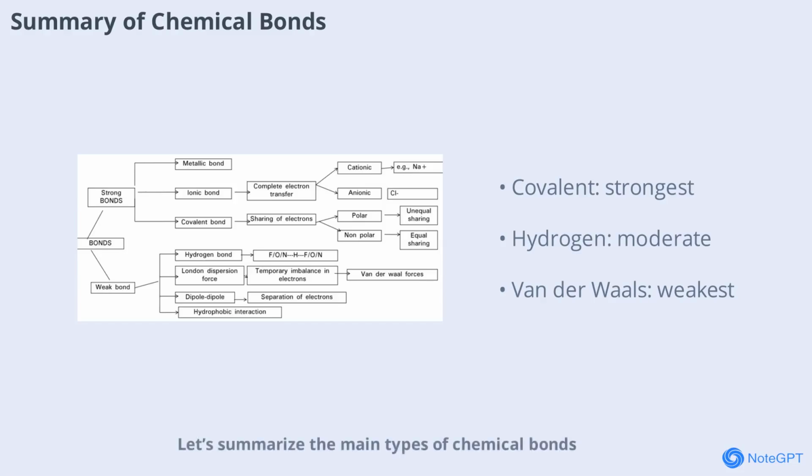Let's summarize the main types of chemical bonds. Covalent bonds involve the sharing of electrons and are the strongest. Ionic bonds result from the transfer of electrons and the attraction between oppositely charged ions. Metallic bonds involve a sea of delocalized electrons. Hydrogen bonds, van der Waals forces, dipole-dipole interactions, and hydrophobic interactions are all weaker, but play crucial roles in the structure and function of biological molecules.